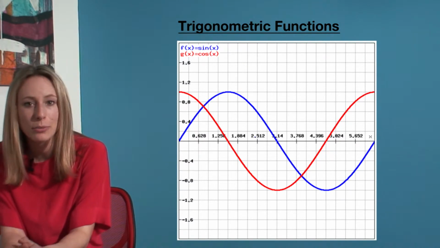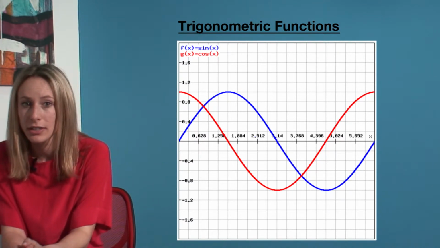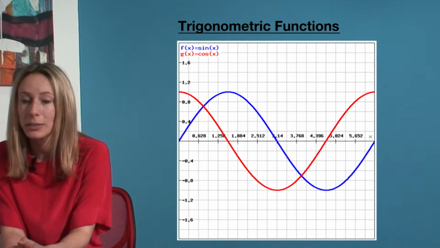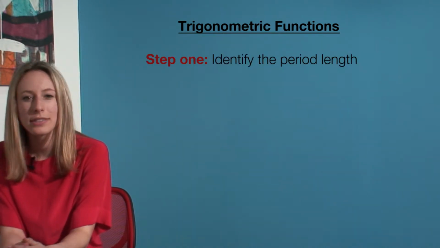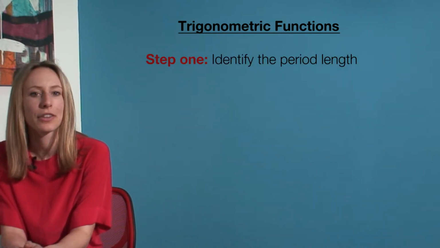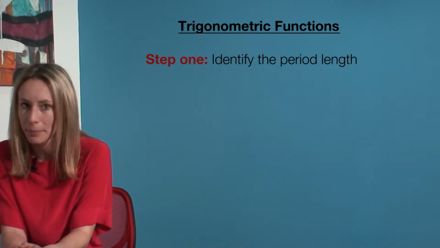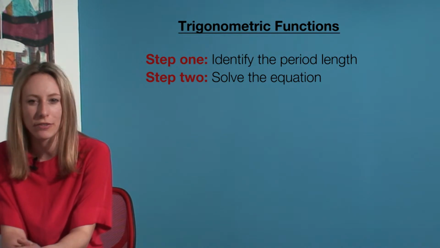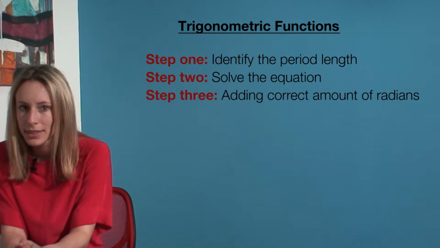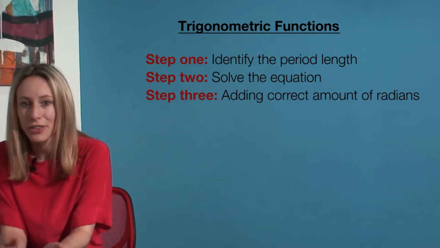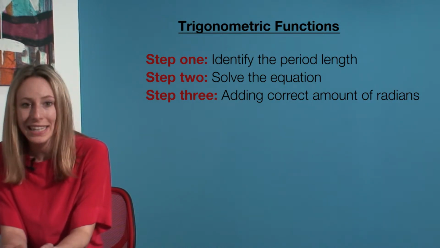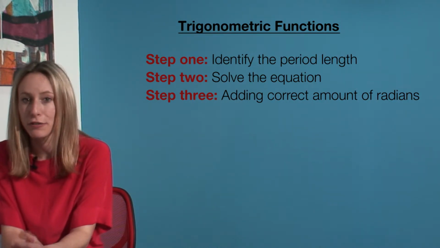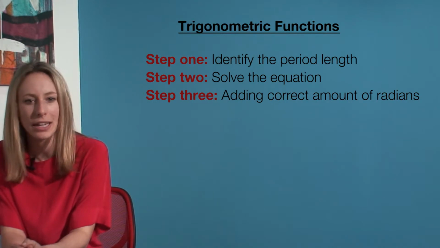The tan function will always have one solution over its period, but that period for the basic function is pi. Therefore, step 1 is to identify the period length, as that will tell you how many solutions you will get. Step 2 is to solve the equation by taking the inverse of the trig function to the other side. Step 3 is to determine what the other solutions are over the domain by adding the appropriate amount of radians depending on the function. This can be the trickiest part.